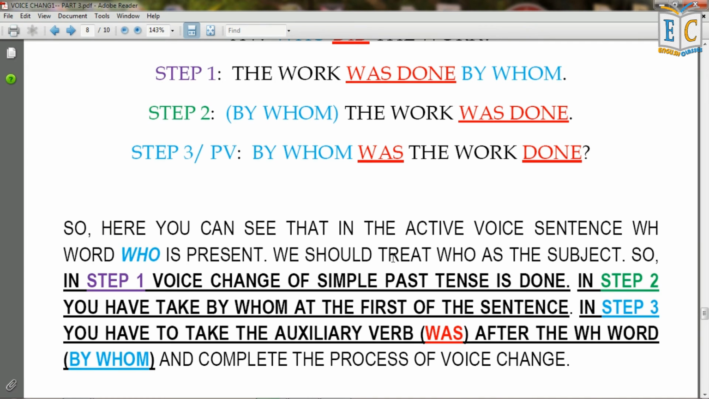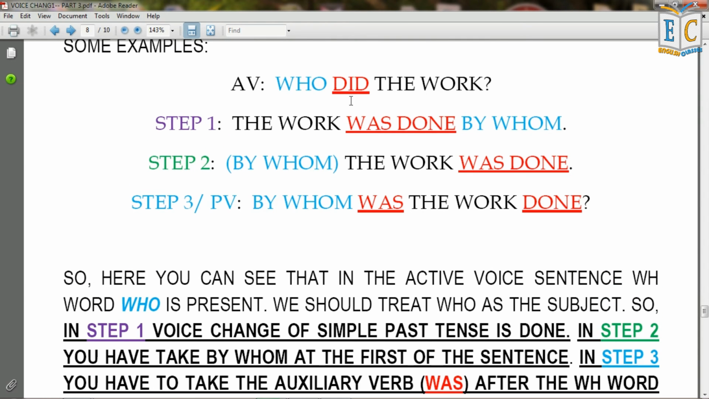So here you can see that in the active voice sentence, the WH word who is present. We should treat who as the subject. So in step 1, voice change of simple past tense is done. Who did the work? The work was done by whom. So here I have treated who as the subject, so it becomes by whom.